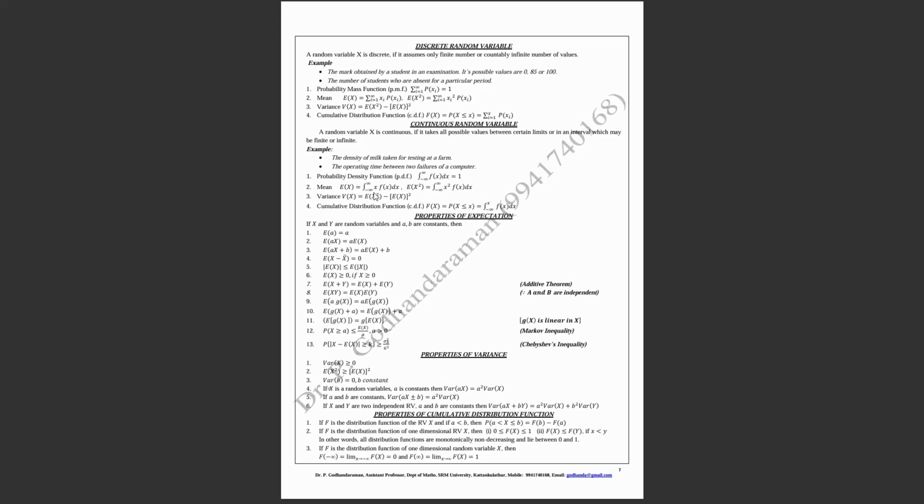Mean is E of x, equal to the integral from minus infinity to plus infinity of x into f of x dx. E of x square is the integral from minus infinity to plus infinity of x square into f of x dx. Then variance of x is E of x square minus E of x the whole square. The cumulative distribution function, CDF, is capital F of x equal to P of X less than or equal to x, which is the integral from minus infinity to x of f of x dx. So these four are the basics of the continuous random variable, and the properties of expectation, variance and CDF are the same for continuous random variables.